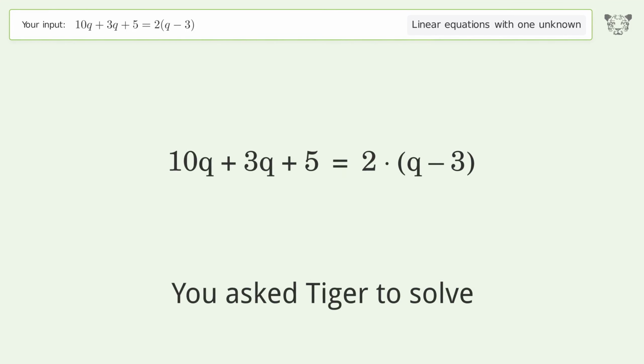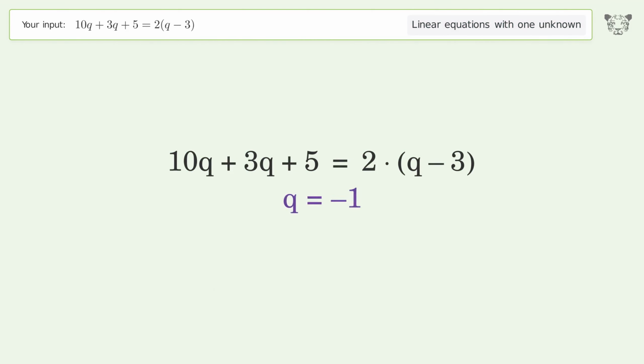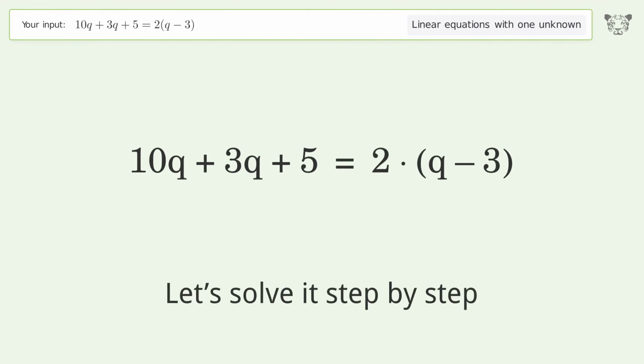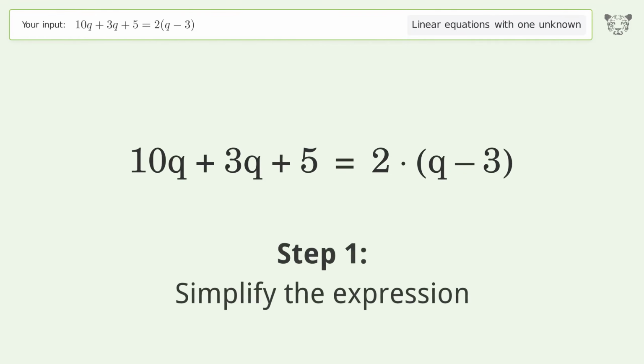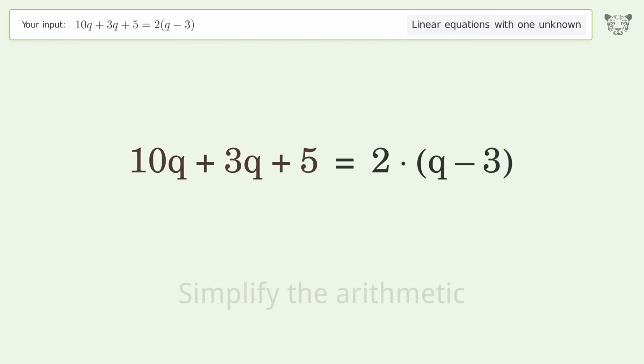You ask Tiger to solve. This deals with linear equations with one unknown. The final result is q equals -1. Let's solve it step by step. Simplify the expression. Simplify the arithmetic.